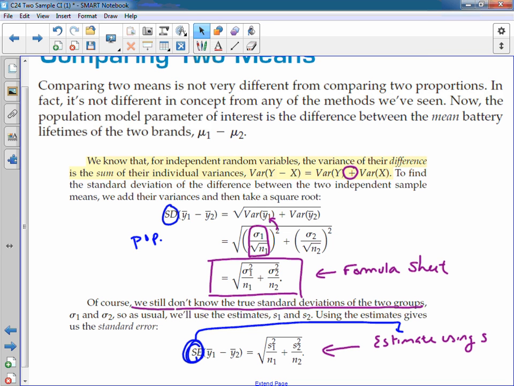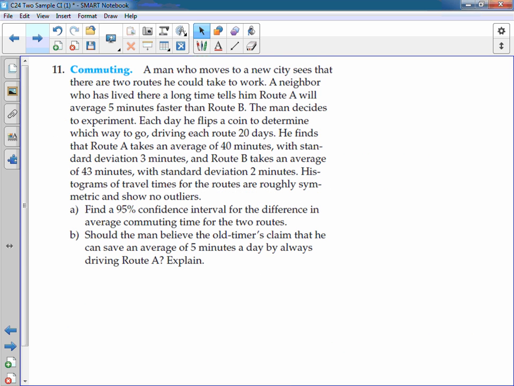All right. I think we have enough information that we can go through and construct a confidence interval. So one question today, and then I'm going to let you do some work to make sure you understand. A man who moves to a new city sees that there are two routes he could take to work. A neighbor who has lived there a long time tells him Route A will average 5 minutes faster than Route B. The man decides to experiment. Each day he flips a coin to determine which way to go, driving each route 20 days. He finds that Route A takes an average of 40 minutes with standard deviation of 3 minutes, and Route B takes an average of 43 minutes with standard deviation 2 minutes. Histograms of travel times for the routes are roughly symmetric and show no outliers.